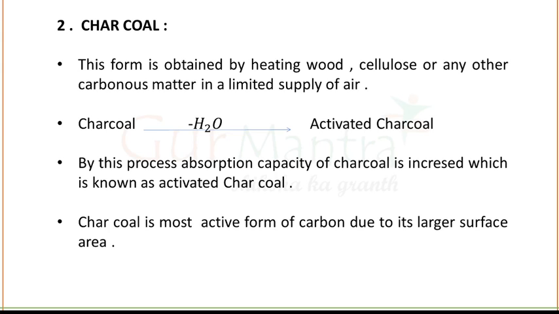Next is charcoal. This charcoal is obtained by heating wood, cellulose and any carbonaceous matter in a limited supply of air. When you heat charcoal, the water molecules are removed, and then this charcoal is converted into activated charcoal. By this process, the absorption capacity of charcoal is increased, which is known as activated charcoal.